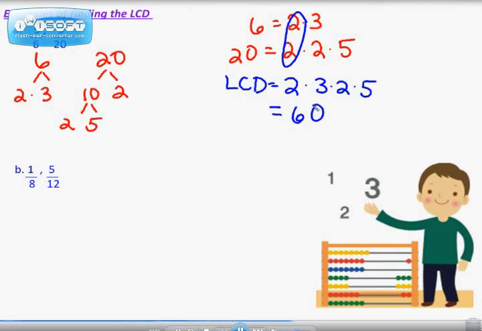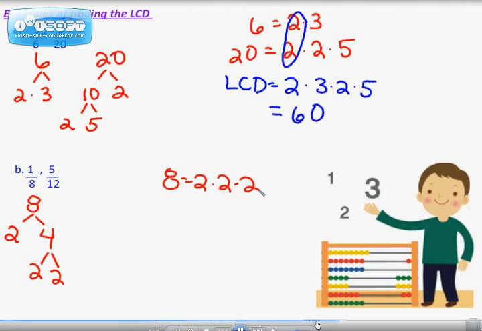So again, I want to find my LCD for 8 and 12. So I'm going to start by finding the prime factorization for 8 and 12. As I go through, 8 will break down into 2 times 4, and then 4 can be broken down as 2 times 2. So my prime factorization of 8 is 2 times 2 times 2. Repeating the process for 12, 12 breaks down as 2 times 6, and then 6 will break down again into prime parts as 2 and 3. So 12's prime factorization is 2 times 2 times 3.